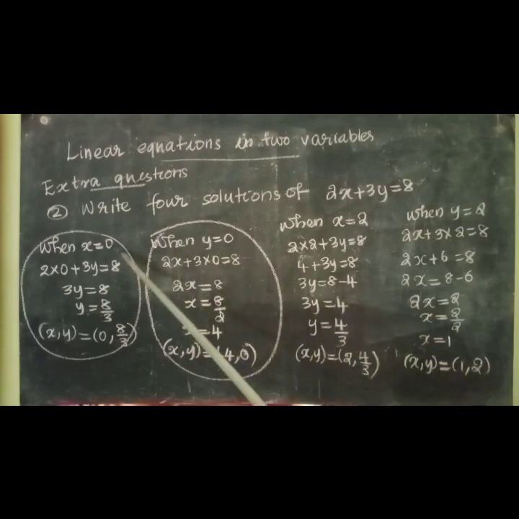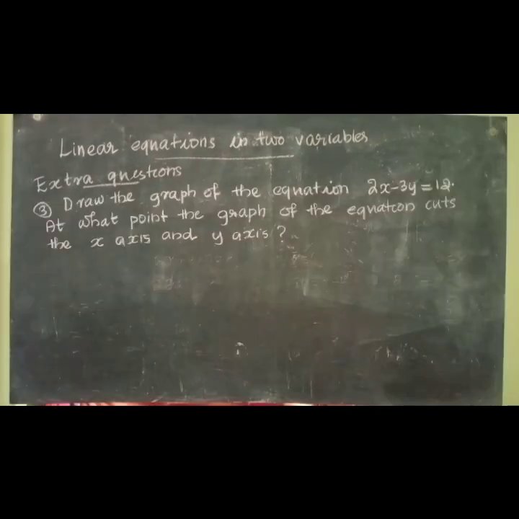It is not compulsory that you have to give x equal to 0 or y equal to 0 or x equal to 2 or y equal to 2. You can try any values for either x or y. Third question, draw the graph of the equation 2x minus 3y equal to 12. At what point the graph of the equation cuts the x-axis and y-axis? There are 2 questions. First question, draw the graph of the equation 2x minus 3y equal to 12. Second question, at what point the graph of the equation cuts the x-axis and y-axis?